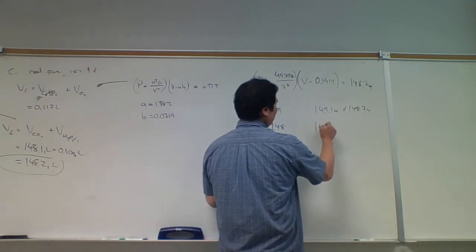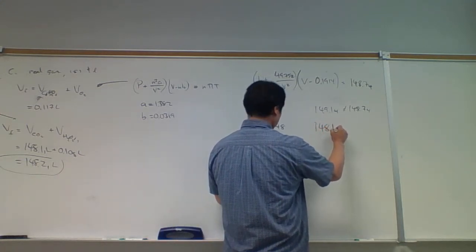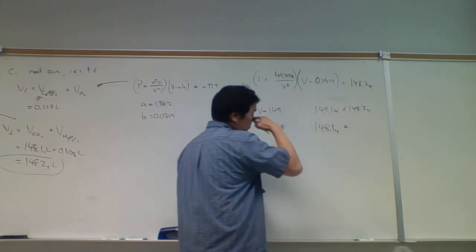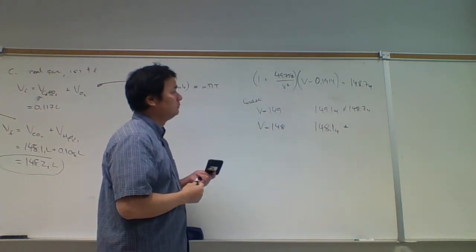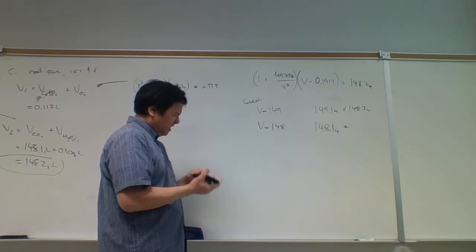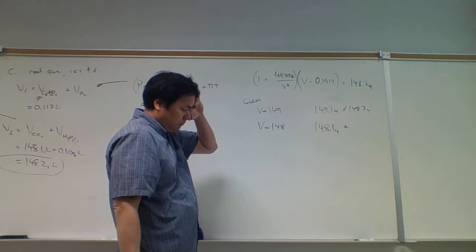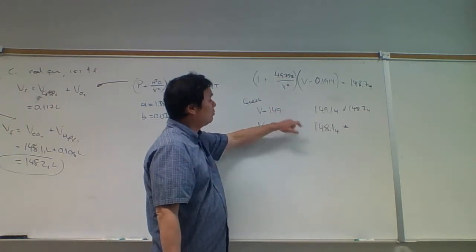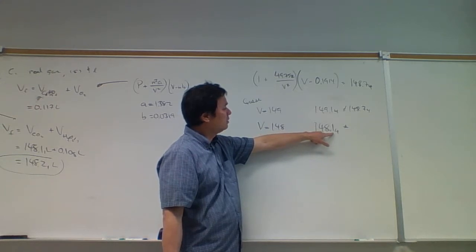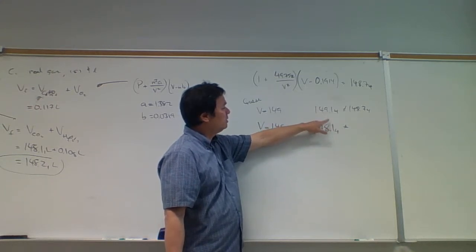So here we got 148.14, which is still not equal, but we're getting closer, it looks like, doesn't it? So let's take a look at this here. Between 148 and 149 we have, looks like 10, right? We go up 1 unit.